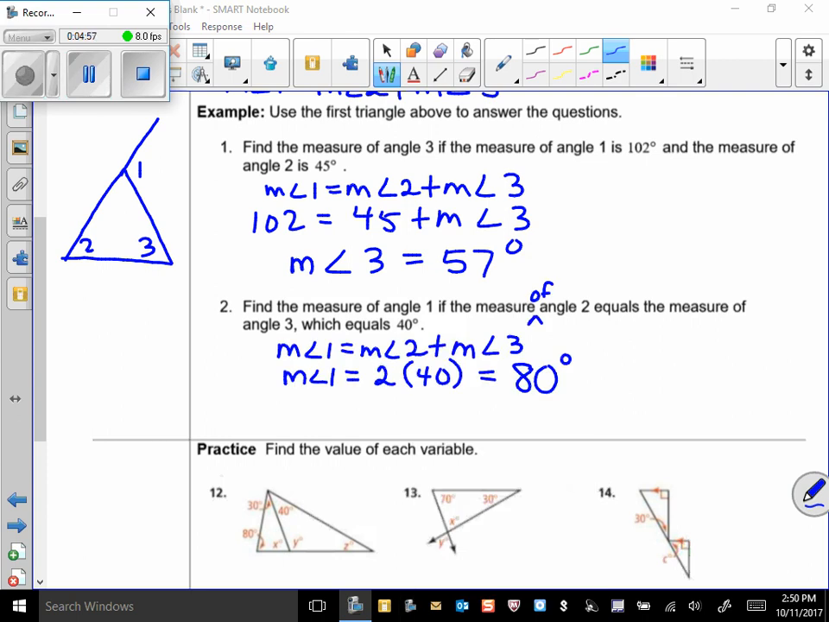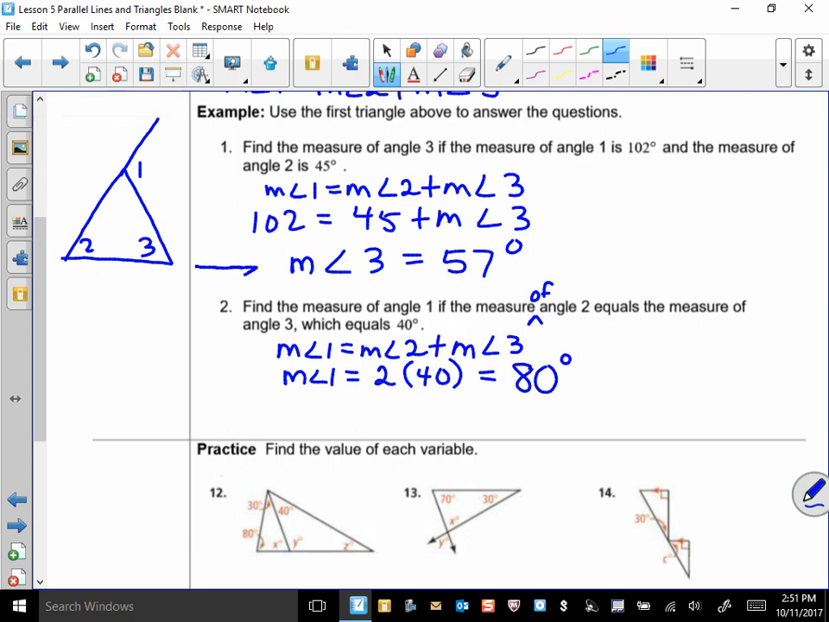I set up my equation using the triangle exterior angle theorem. I know that the sum of the measures of angles 2 and 3 equals the measure of angle 1, the exterior angle. I just substitute in the numbers they give me, and it turns out that the measure of angle 3 is 57 degrees.